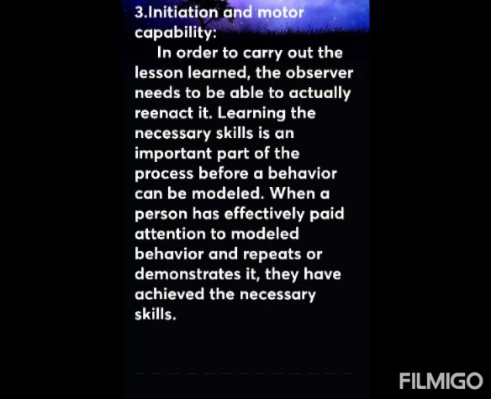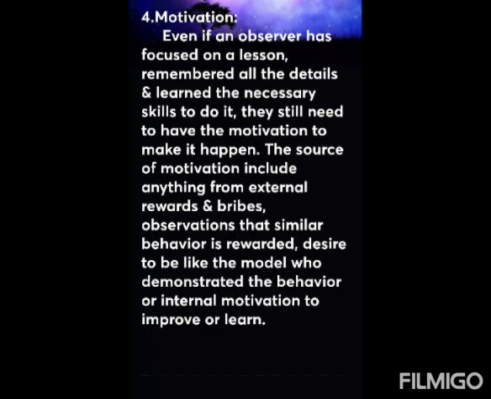When a person has effectively paid attention to modeled behavior and repeats or demonstrates it, they have achieved the necessary skill. So reproduction is very important. First the observer has to give attention to the behavior and recall it, or the memory, and the third one is reproduction. It is the ability to reproduce the response by converting the stored mental images into overt behavior. It is the third step in the observational learning process, the reproduction process.